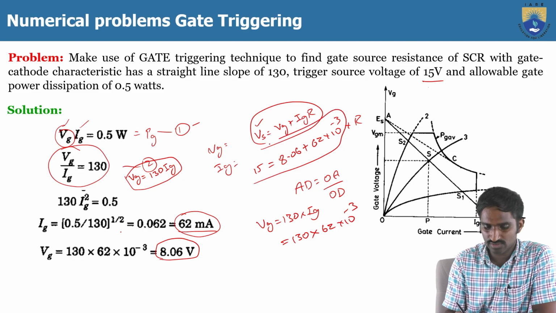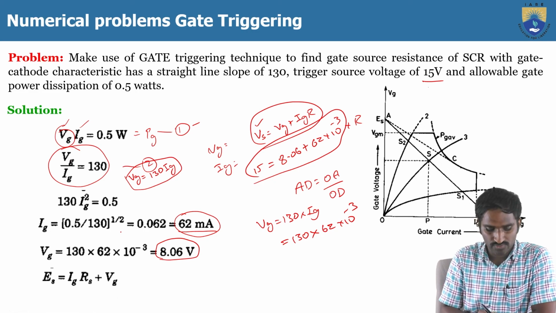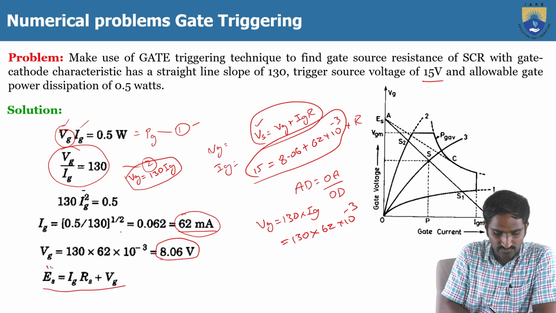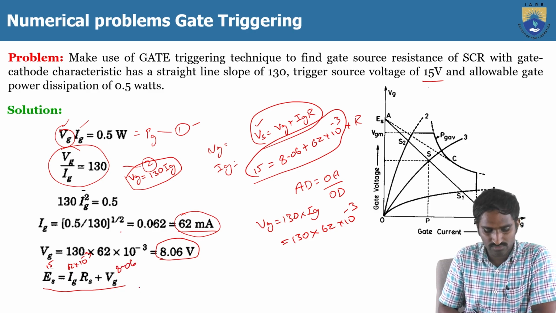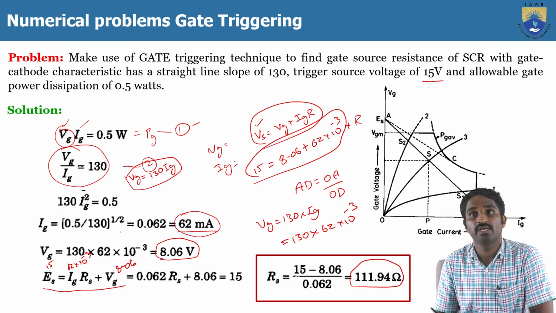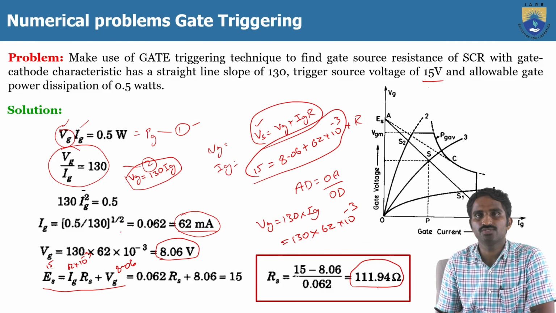By solving this equation, you can find the value of R. Of course, sometimes they may consider Es instead of Vs. So Es is equal to Ig into Rs plus Vg. You know Es is 15, Ig is 62 into 10 to the power of minus 3, and Vg is equal to 8.06. By solving this equation, you will get the value of Rs, which is equal to 111.94 ohms. This is how we find the gate source resistance.